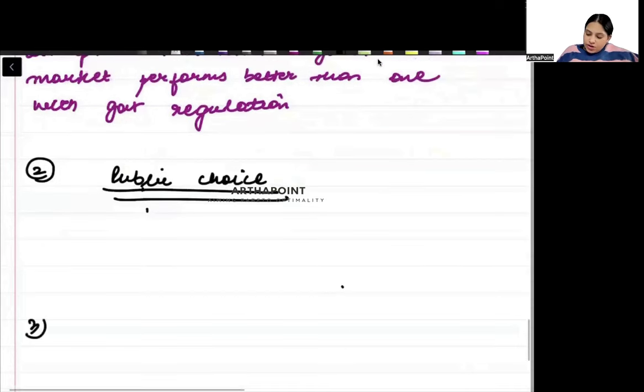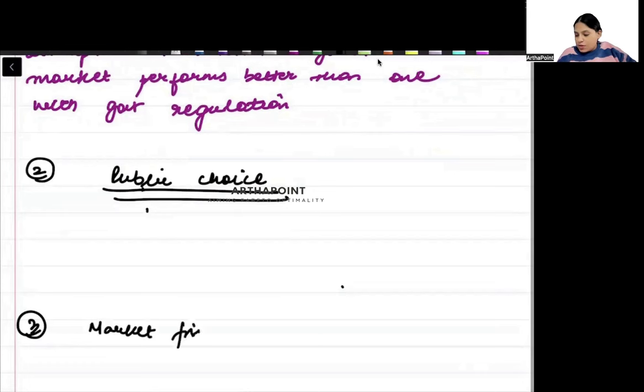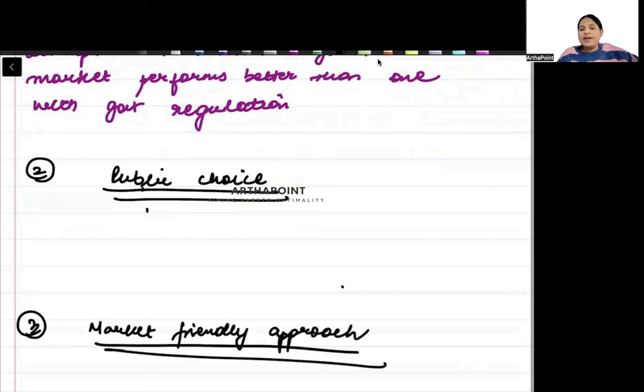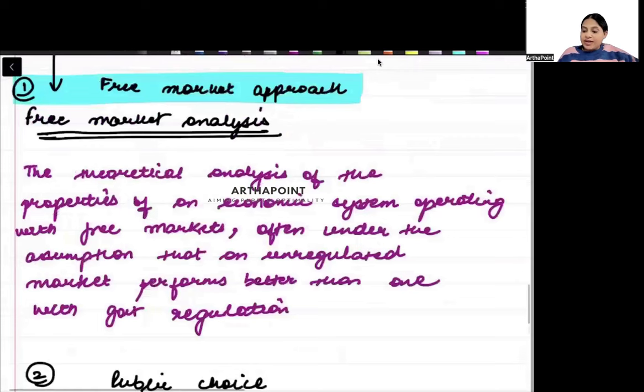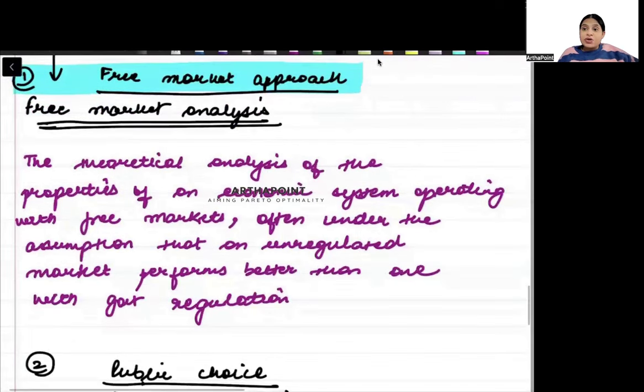And the third component that we have, that is called as market friendly approach. Market friendly approach. So the first component, I hope that is clear to you, that is basically called as the free market approach. फ्री मार्केट अप्रोच क्या बोलता है, गवर्नमेंट का रोल नहीं चाहिए, रेगुलेशंस को कम करो, अनरेगुलेटेड मार्केट बेटर परफॉर्म करती है.